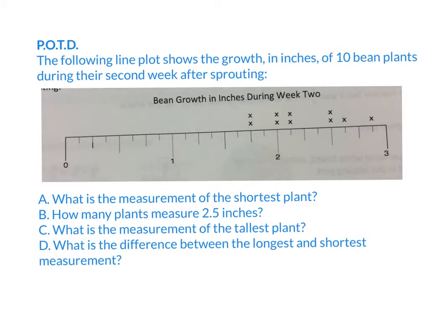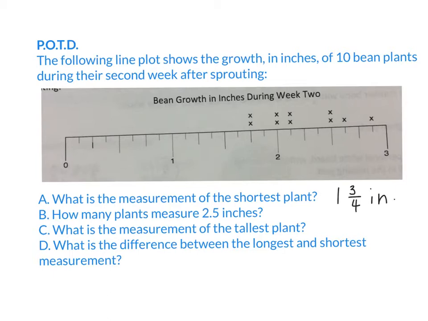What is the measurement of the shortest plant? 1 and 3/4. Because this is 1/8, 2/8, 3/8, 4/8, 5/8, 6/8, or 1/4, 1/2, and 3/4. So the shortest plant, the line plot shows that it is 1 3/4 inches. Good, now you can sit down. If you didn't write that down yet, write that down. This is an example of how you can use a line plot and analyze it to get some data, to understand the data.